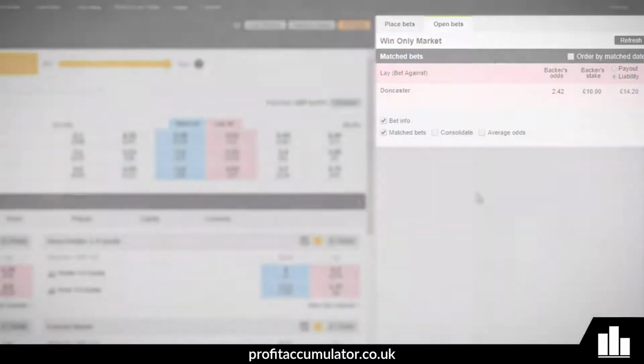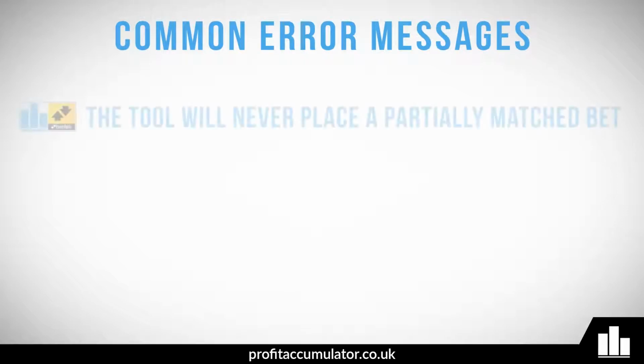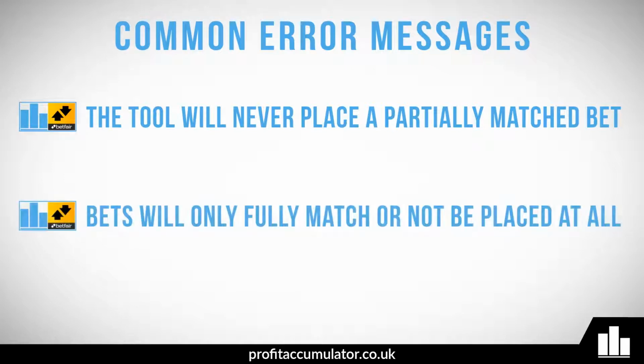Finally, here are some common error messages people may encounter when using the Betfair integration tool to place a lay bet. The Betfair integration tool will never place a partially matched lay bet on your behalf. It will only ever place fully matched bets. There are occasions, however, when this is not possible. For example, if odds change. In instances like this, the bet will not be placed and an error message will pop up to indicate the specific reason as to why the bet has not been placed. Let's take a look at what these different reasons could be now.